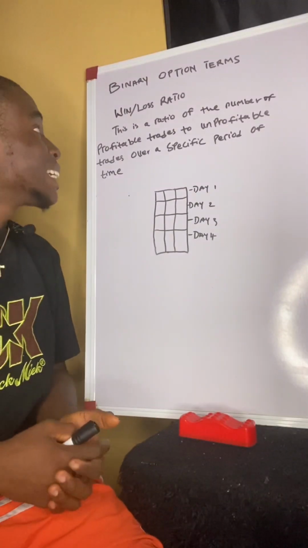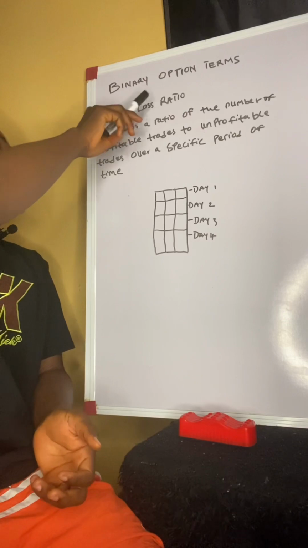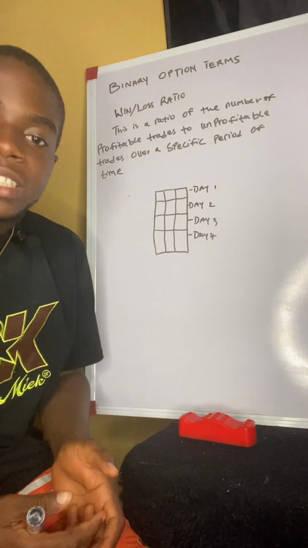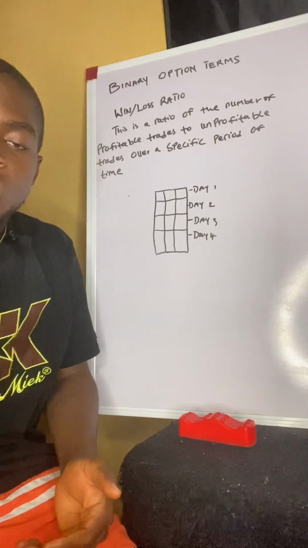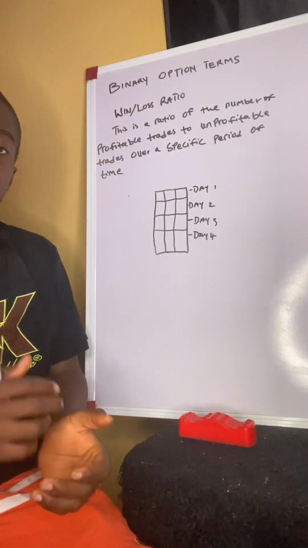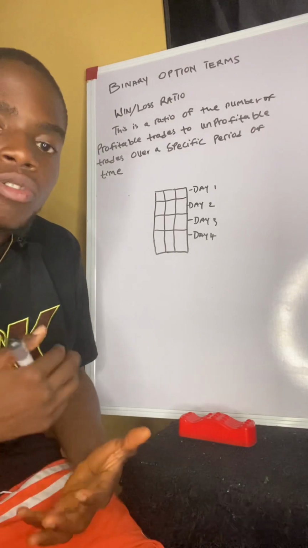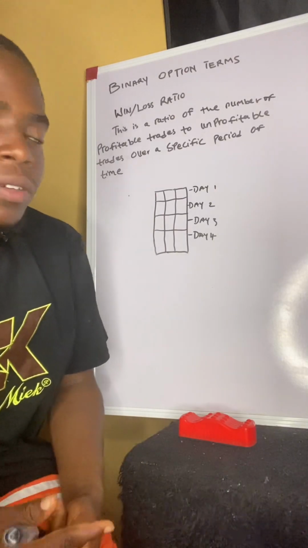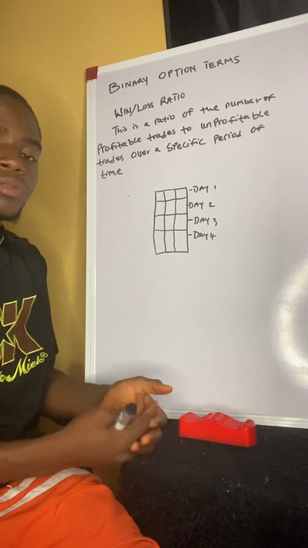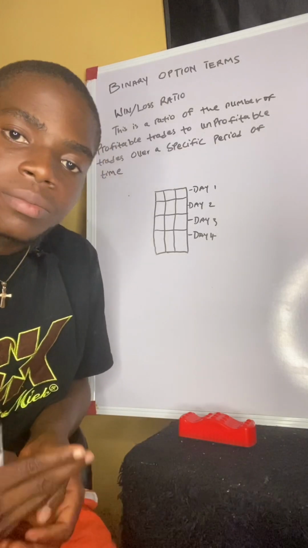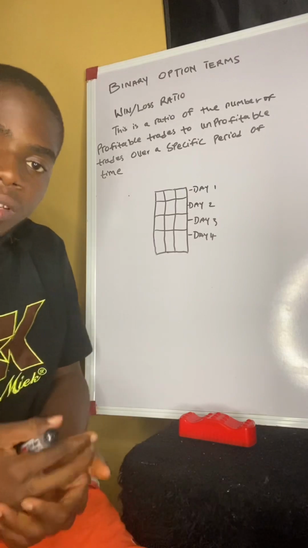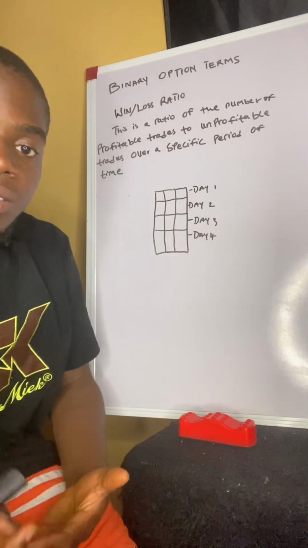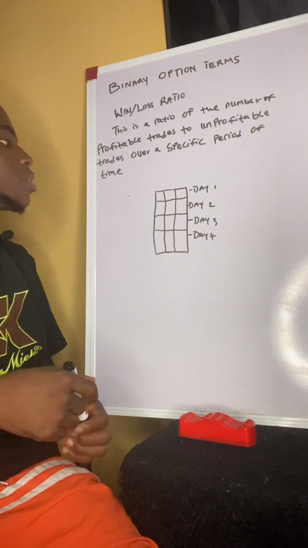Guys, let's look at the next term, the win or loss ratio. Win or loss ratio is simply the ratio of the number of profitable trades to unprofitable trades over a specific period of time. You need to keep track of your record, keep track of your trades. For example, this is what I do. I take 3 trades per day in my own trading plan, and I risk 1 to 3% per trade. That's how I trade.